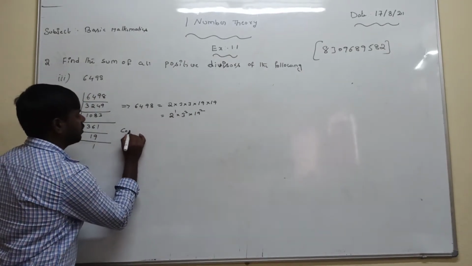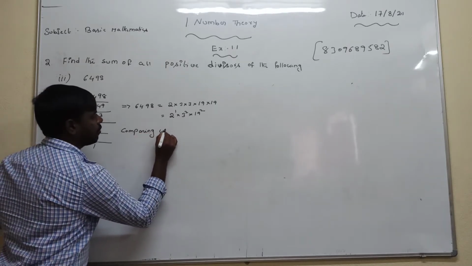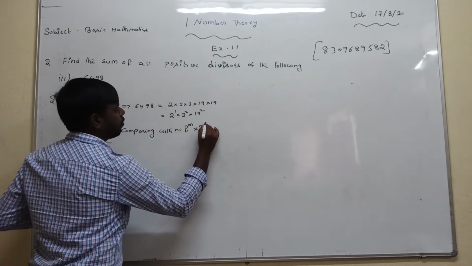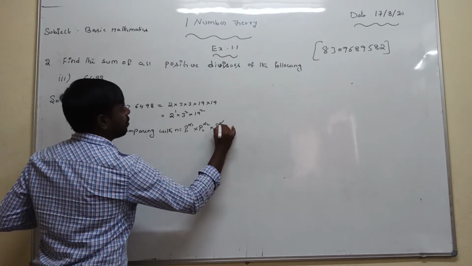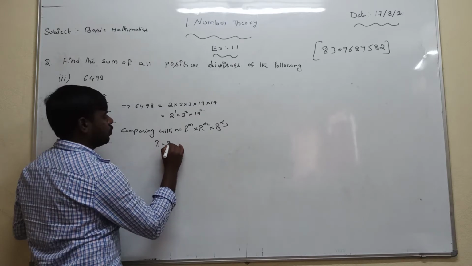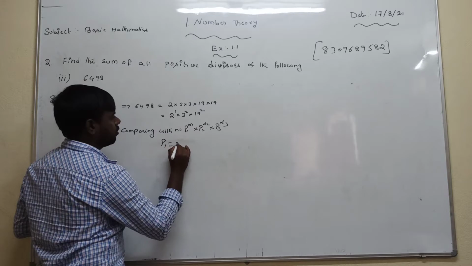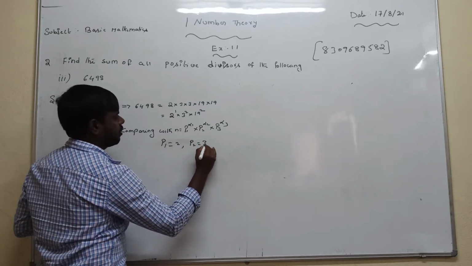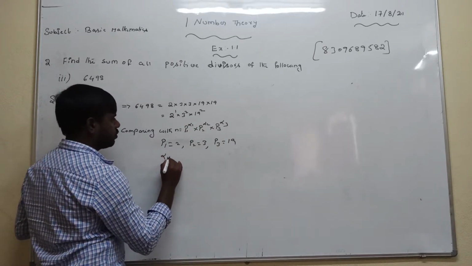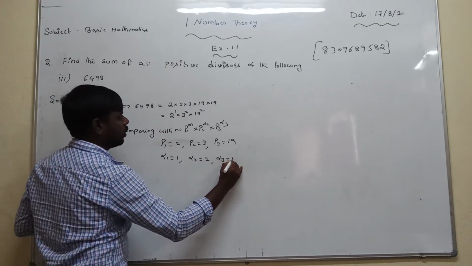So, comparing with this formula, n is equal to P1 power of alpha 1 into P2 power of alpha 2 into P3 power of alpha 3. Now write down the values. P1 value is 2, P2 value is 3, and P3 value is 19. Alpha 1 value is 1, alpha 2 value is 2, and alpha 3 value is also 2.